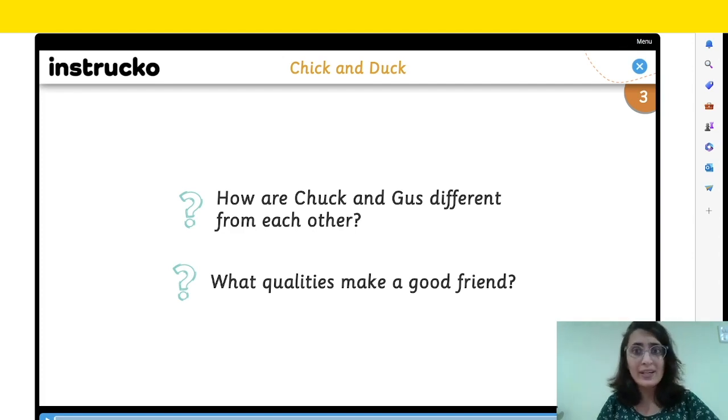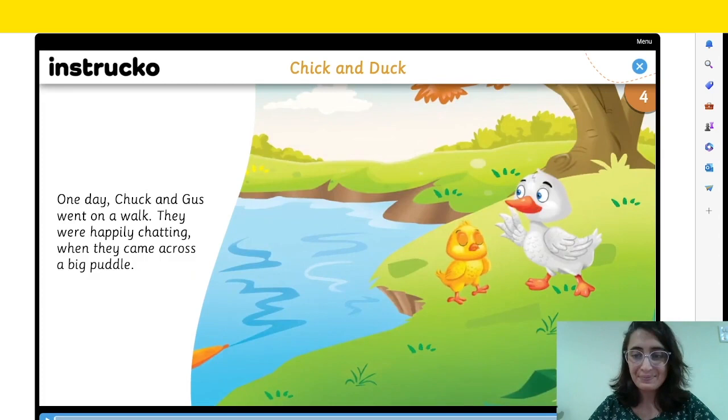So I think we've covered everything. These are the qualities that make a good friend, right? He should be kind, should be protective of us, and they should be helpful, and what else? And we should always have fun with them, right? So now that we have discussed what makes a good friend, let's see how good friends Chuck and Gus were.